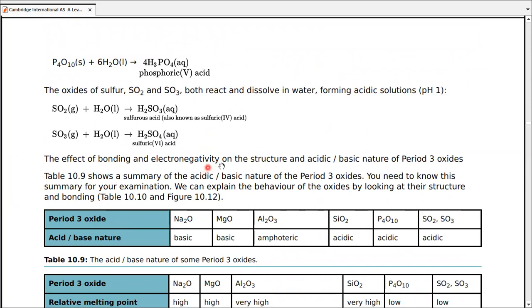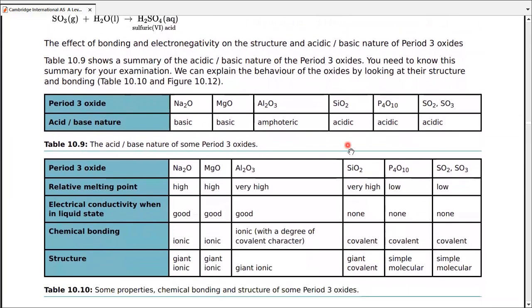The effect of bonding and electronegativity on the structure and acidic/basic nature of period 3 oxides can be considered over here. It is going to give you a very good idea of what's happening and why. If we look at period 3 oxides, for example sodium, magnesium, aluminum, silicon, phosphorus and sulfur oxides, you can see basic ones, this one is amphoteric in the center, and then we have acidic ones.